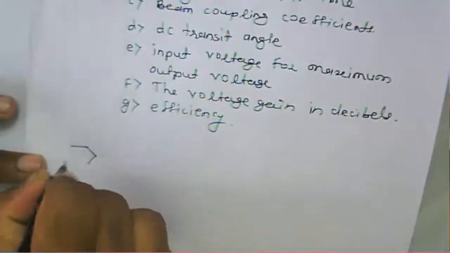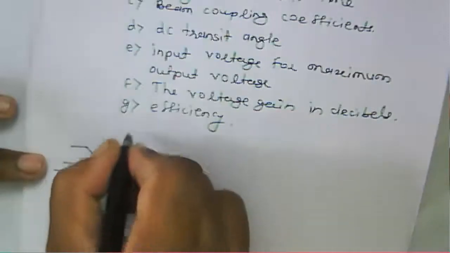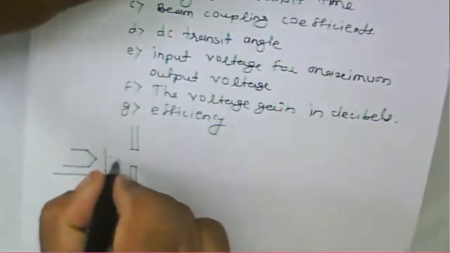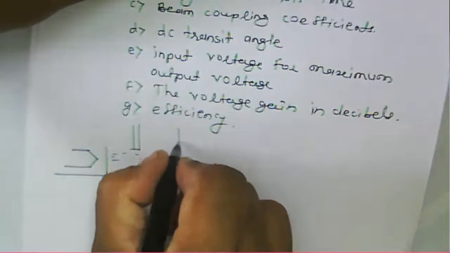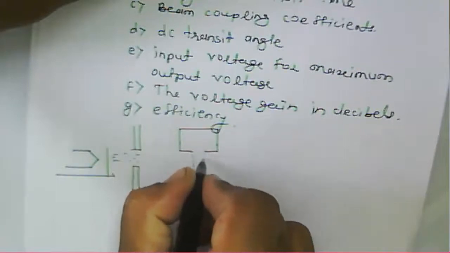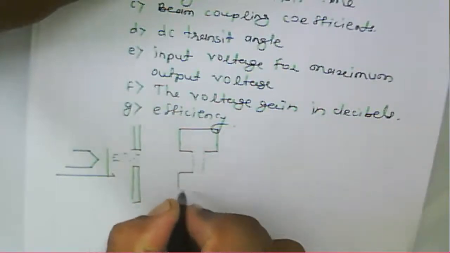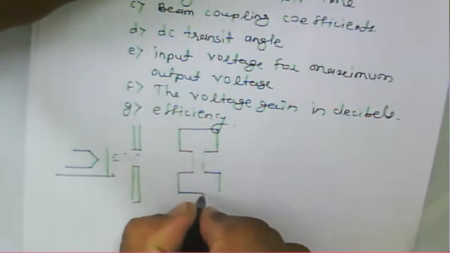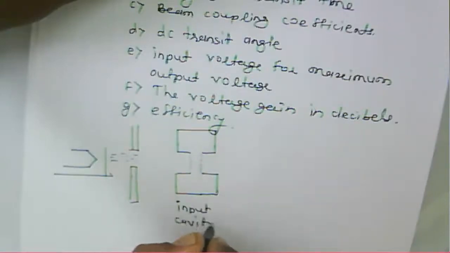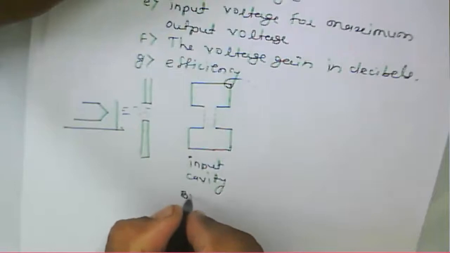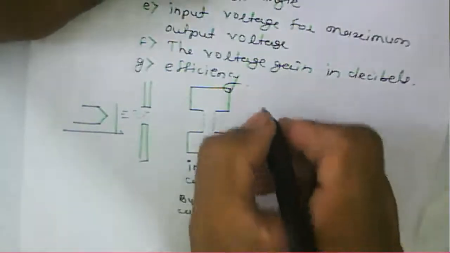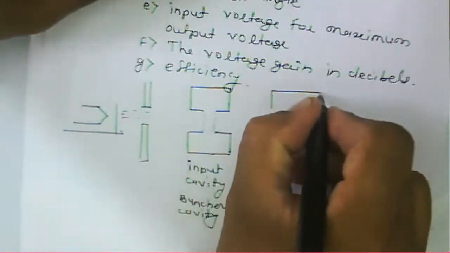We have a Klystron here. In that case, this is your cathode, then this is the accelerating anode grid. Then we have two cavities. Cavity one, you can say, is the input cavity, or you can say this cavity is called the buncher cavity, because bunching takes place at this particular cavity.